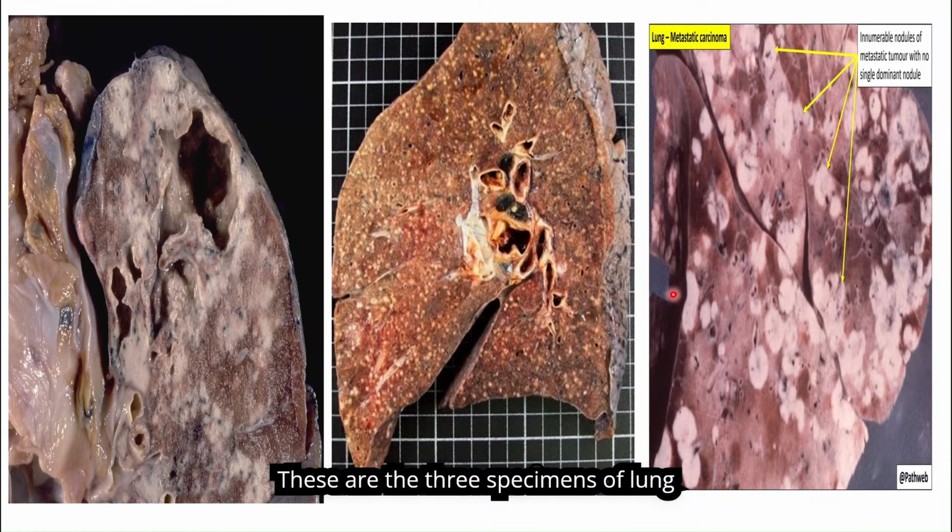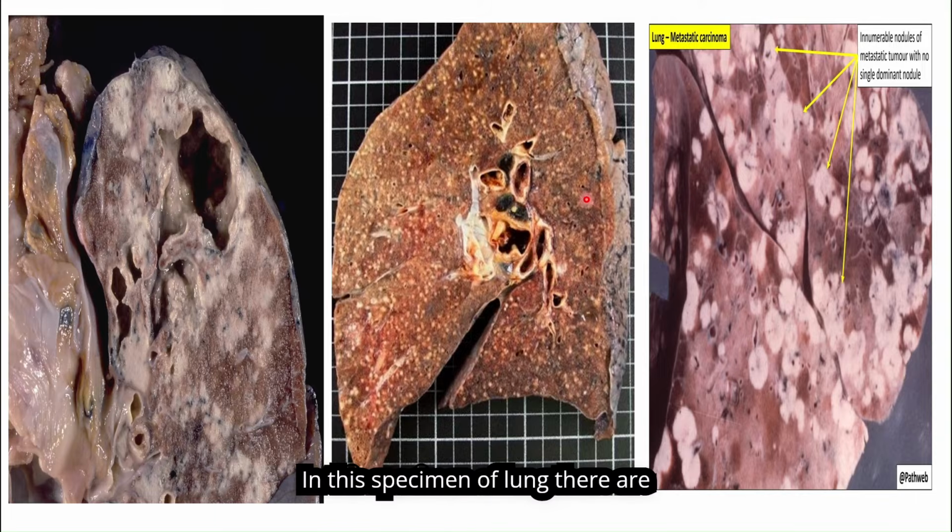These are the three specimens of lung showing different pathology. First specimen, you can see this is the specimen of lung. This part is normal lung parenchyma and large area is showing multiple whitish necrotic patches. This is caseous necrosis and some cavitary lesions. So this is the specimen of tuberculous lung.